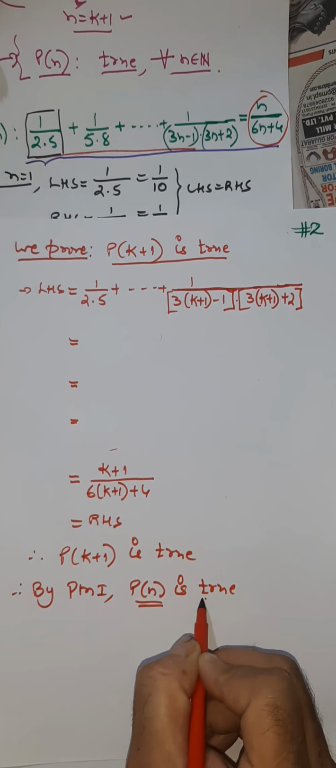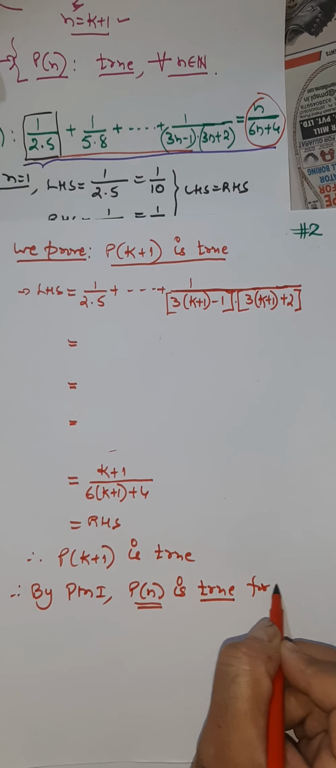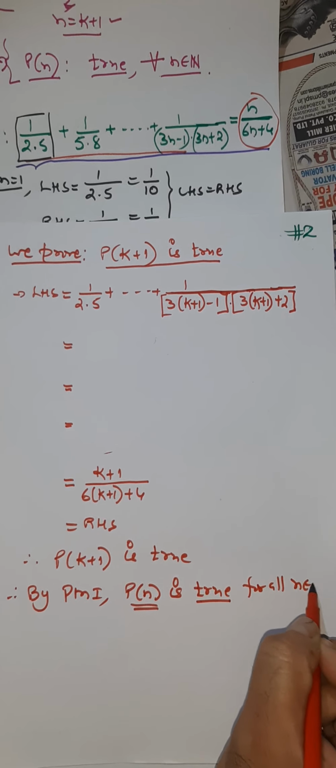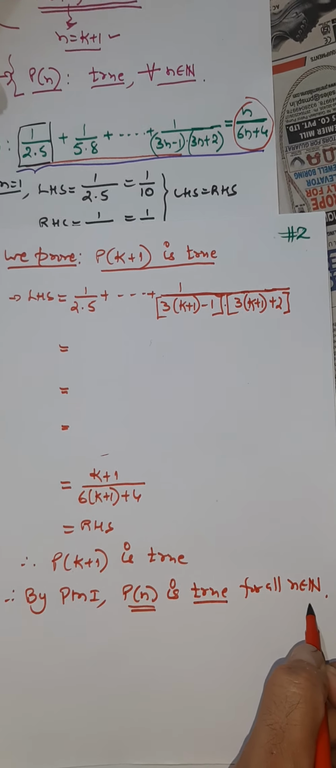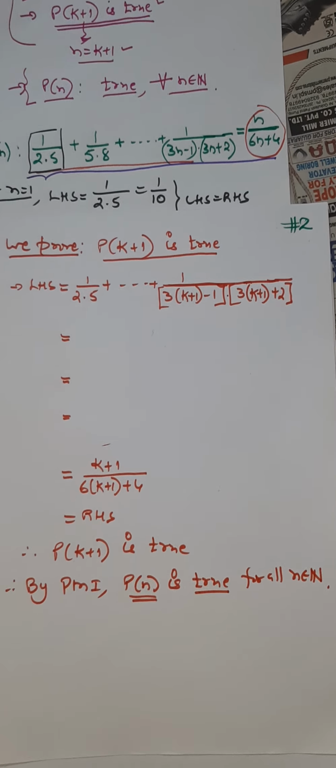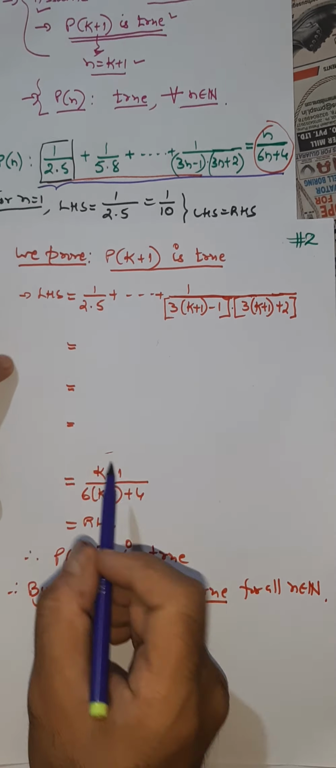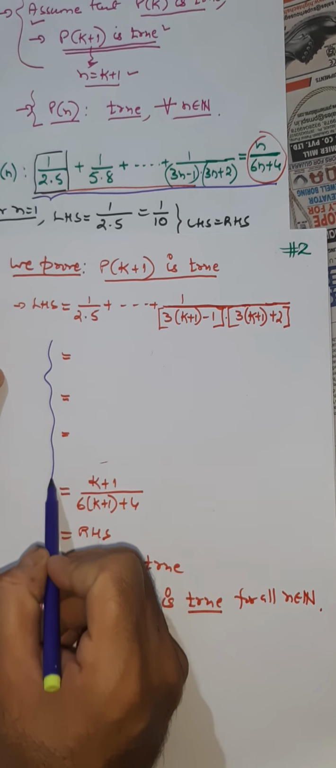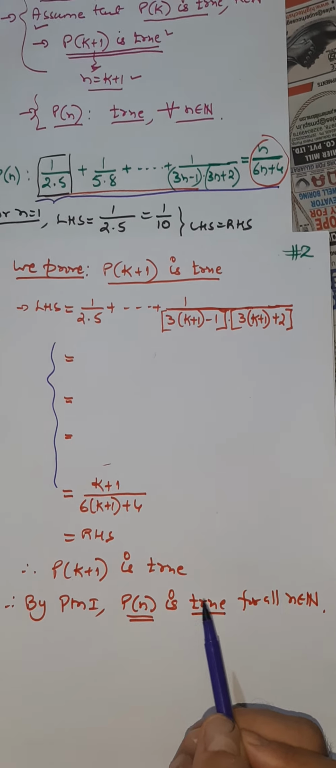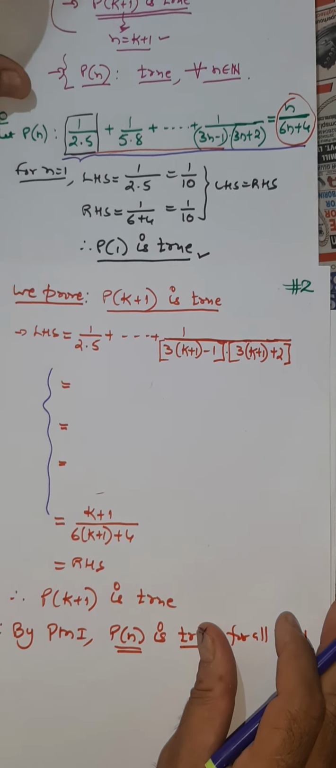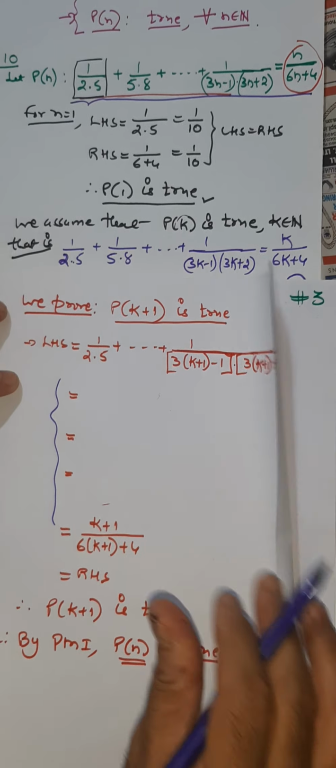Pn means the given statement is always true for all n belonging to N, for all natural numbers, remember. Now these intermediate steps we need to write, so we fill these blanks. This we want to do now. This is the heart of the solution, remember. How will we do it? You know the procedure.